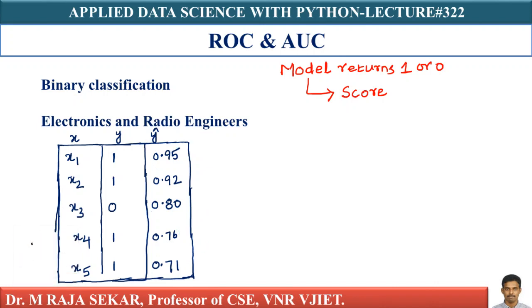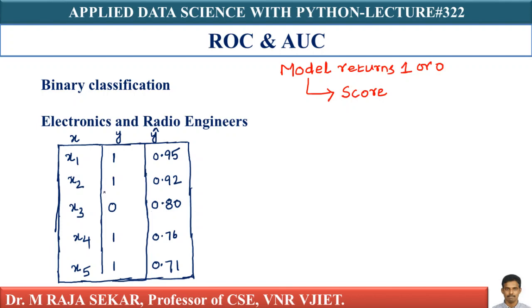That point is important. Let me repeat. I have sorted the data in decreasing order of y cap. This is decreasing order: 0.95, 0.92, 0.80. The first step in plotting the ROC curve is to take all of your data and sort it in decreasing order of y cap. Once I have sorted in decreasing order of y cap, I will do something called thresholding.